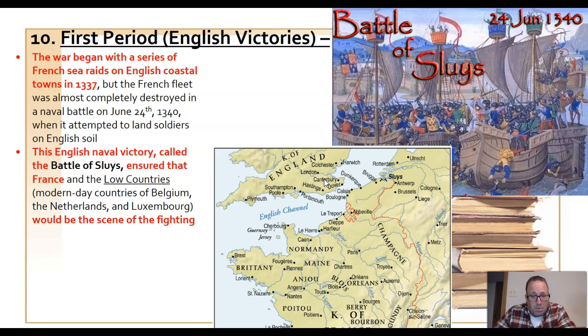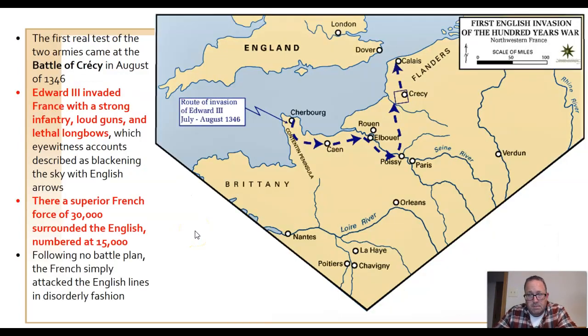I don't know, but anyway, what this means is, this naval battle means that the war is going to be fought on French soil, because the French can't invade England because of the English Navy. Got that? All right, moving on.